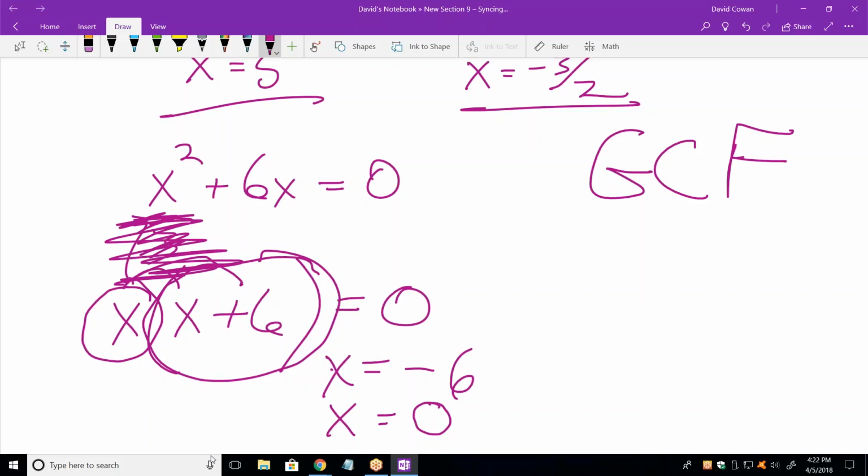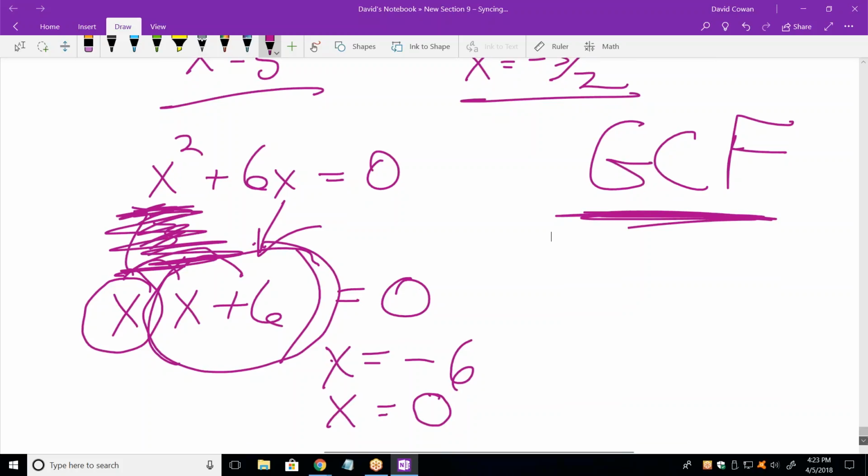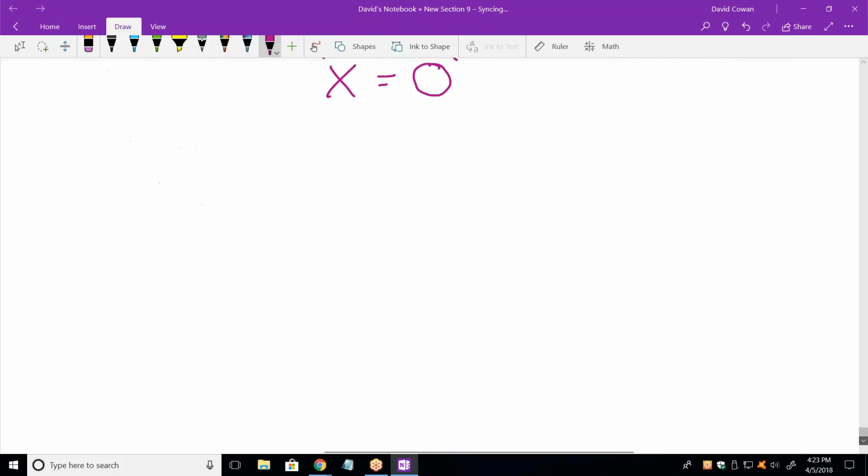If x were equal to 0, I would have 0 times whatever is 0. So x being equal to 0 is definitely a solution. Okay. So even though we factored this, we didn't use quadratic factoring, we used greatest common factor, which, like I said, is always the first thing you should look to do. Greatest common factoring will frequently turn a hard quadratic into an easy quadratic.